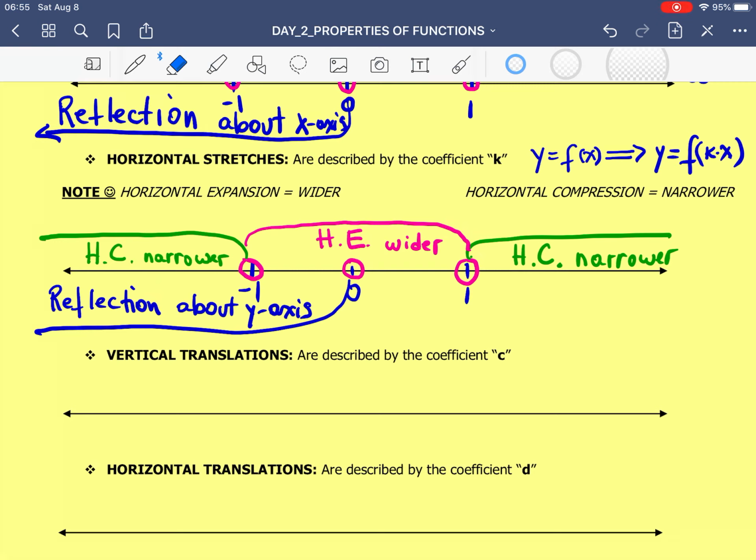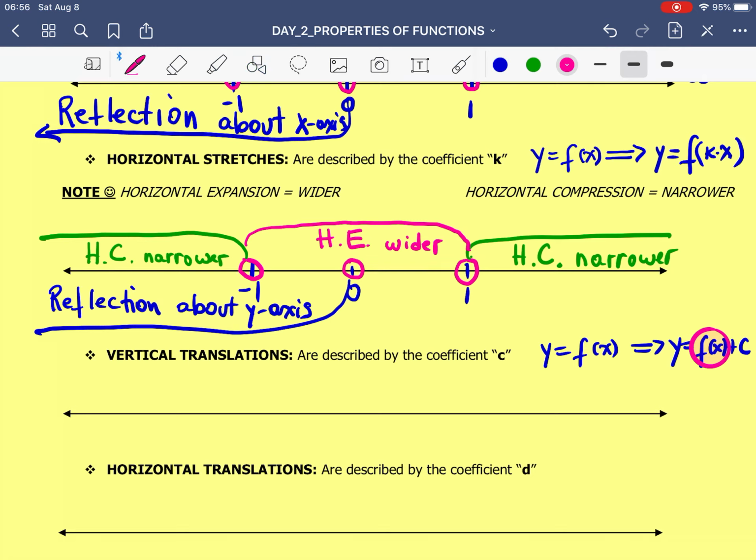The next transformation is the transformation caused by coefficient c. The coefficient c causes a vertical translation, and the reason why is because the function goes from y equals f of x to y equals f of x plus c. So the y values, f of x, are added a number. When you add a number to the values of y, remember that you're adding that value to every point on f of x, so the graph will tend to shift in the vertical direction.